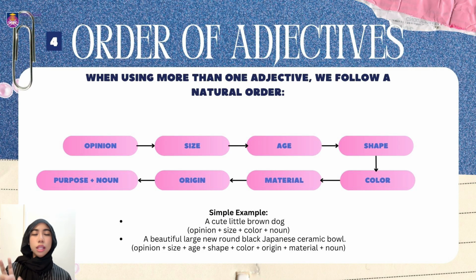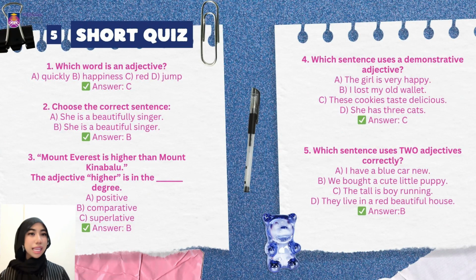Second example: a beautiful large new round black Japanese ceramic bowl. The opinion in this is beautiful, large is the size, new is the age, round is the shape, black is the color, Japanese is the origin, ceramic is the material, and lastly the noun is bowl. And now we'll move on to the short quiz.